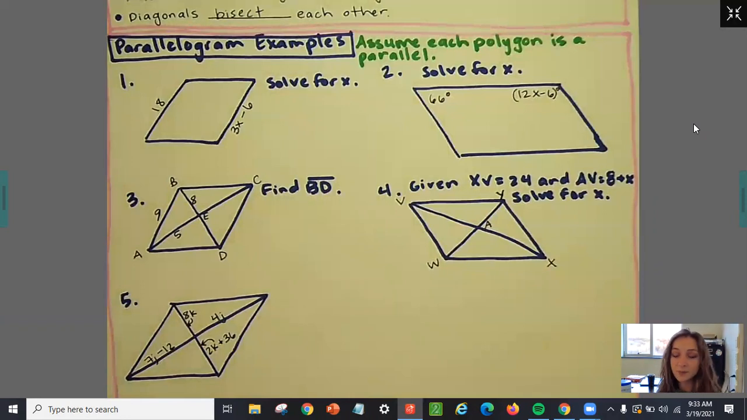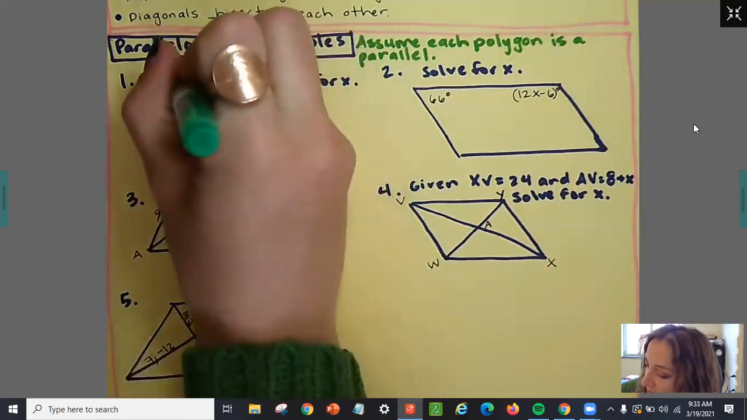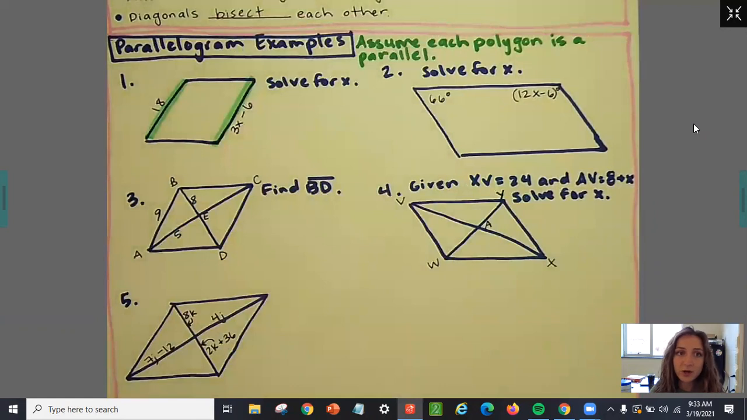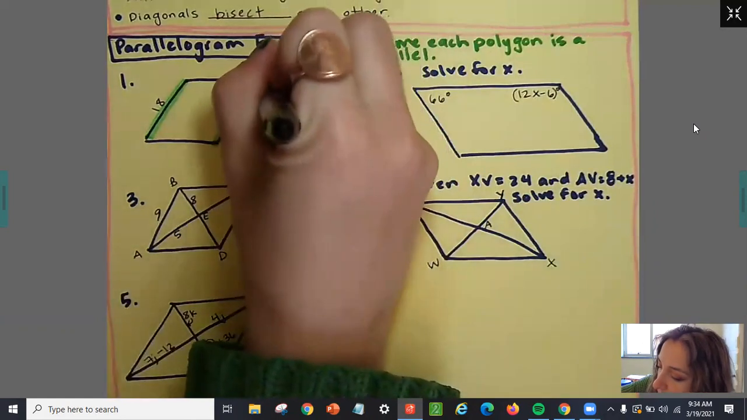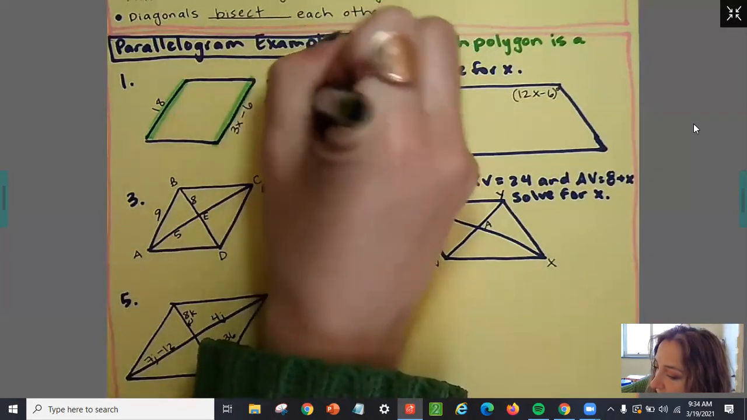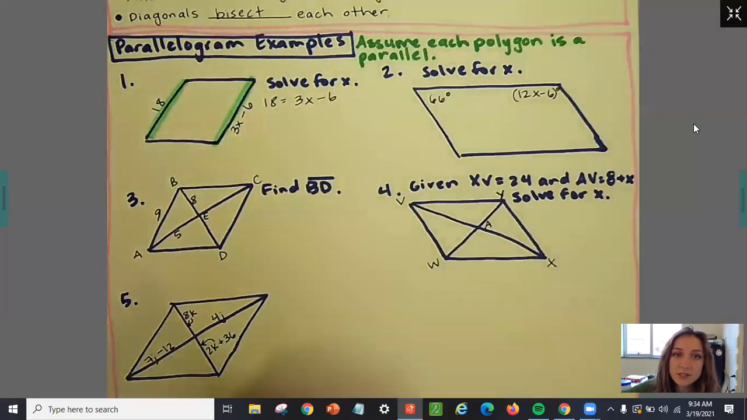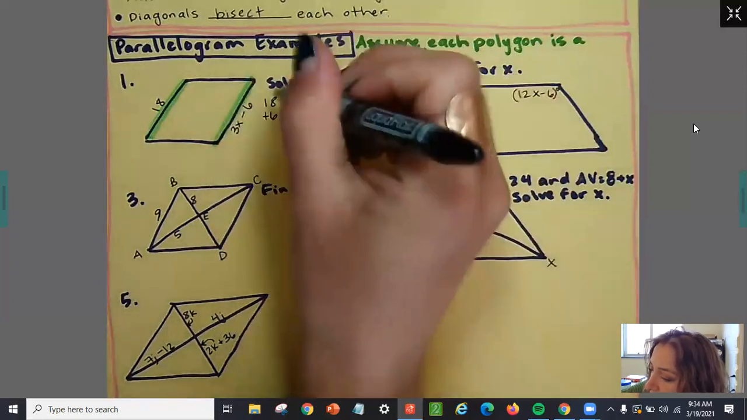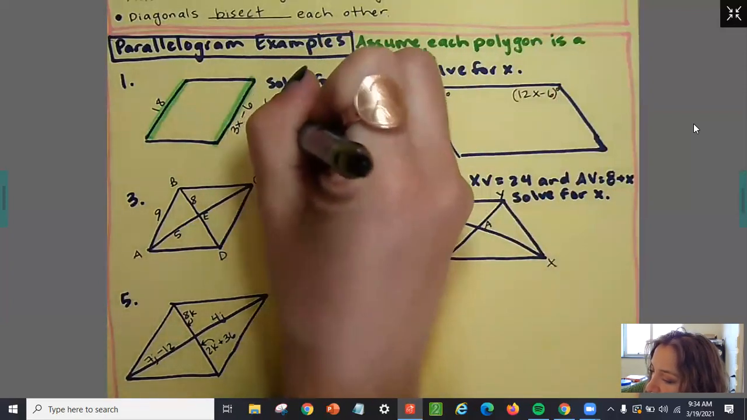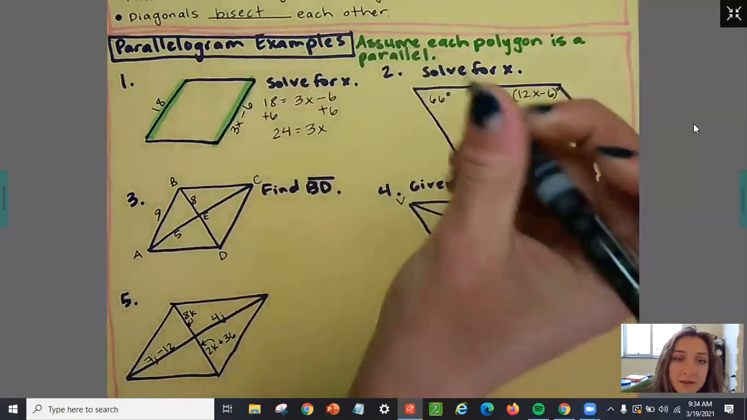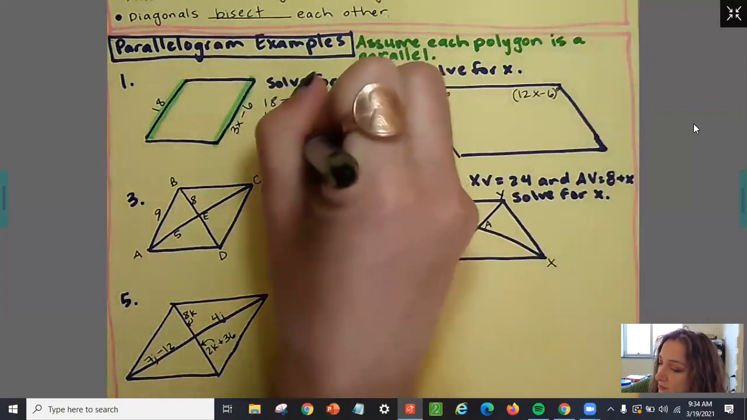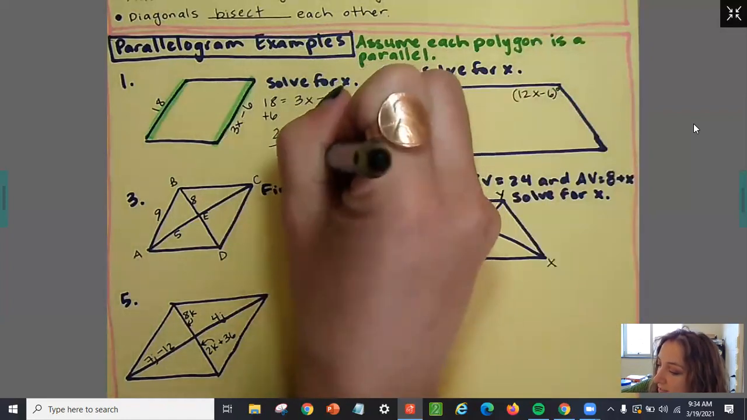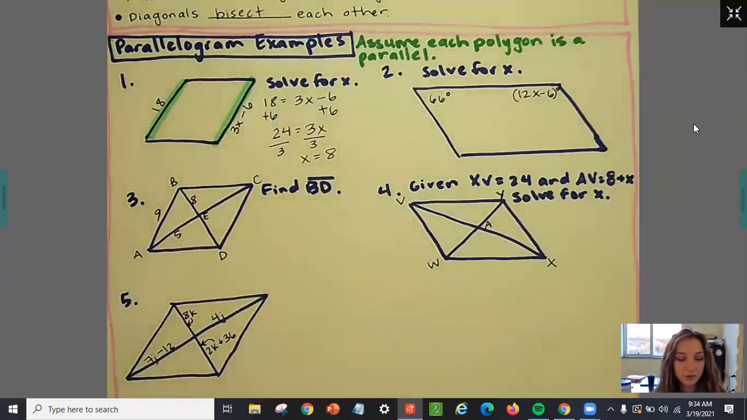And we're looking at two opposite sides, and just remember that opposite sides are congruent. So that means that these two things are going to be equal to each other. So let's set 18 equal to 3x minus 6. Solving for x here, we're going to first have to add 6 to both sides. So adding 6, this will give us 24 equals 3x. And then solving for x, we're going to divide by 3 on both sides. So that means that x equals 8. That one wasn't so bad.